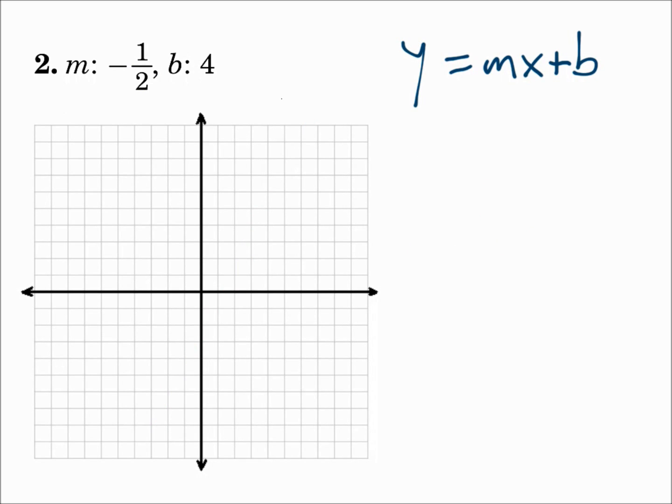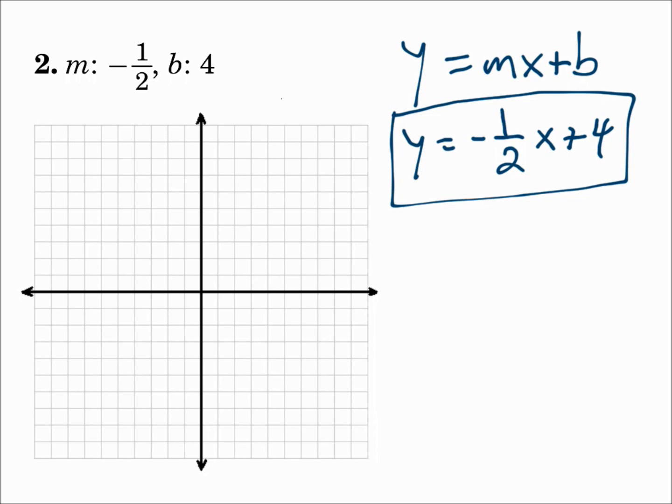Number 2, a line with a slope of negative 1/2 and a y-intercept of 4. We need y equals mx plus b. We'll substitute in. Y equals, m is negative 1/2, x plus b is 4. That's simplified already, so the equation is finished. Now graph it. The y-intercept is 4, that's our starting point. Go to 4 on the y-axis.